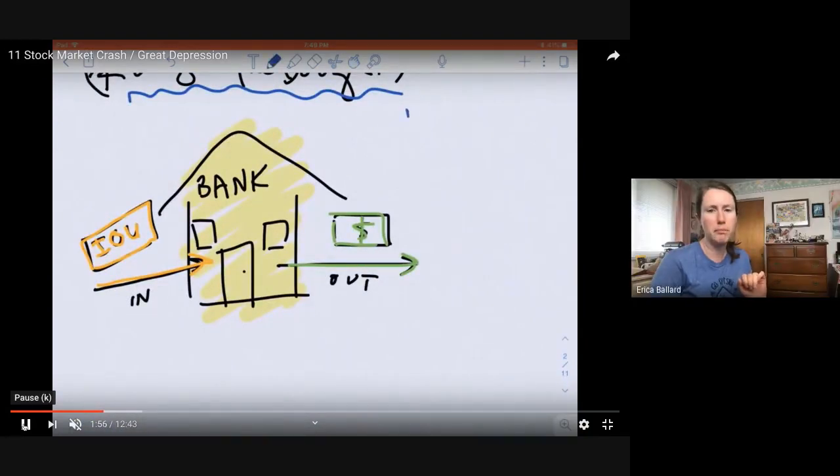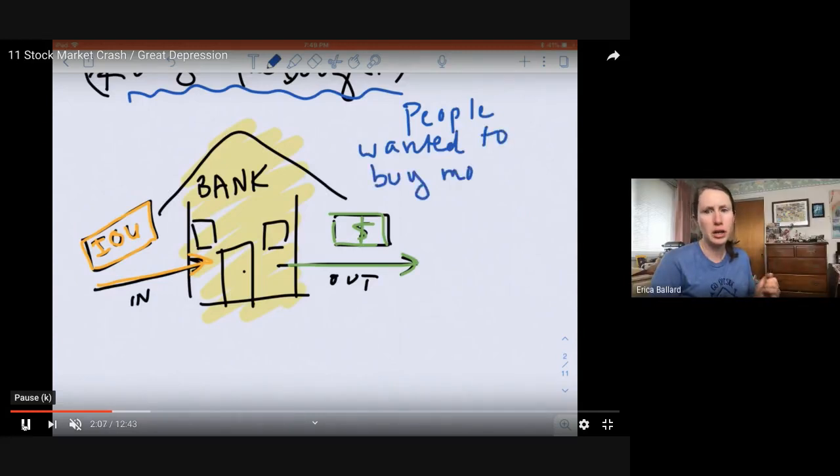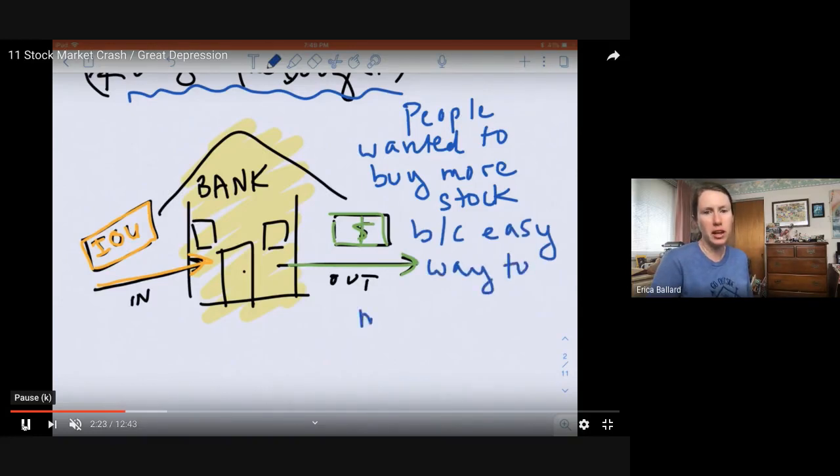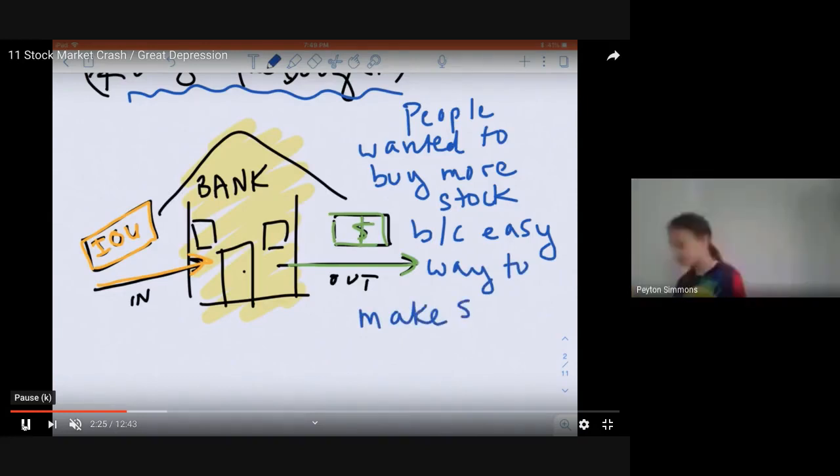So people are going to borrow money from the banks because they want to buy more stocks. Is this number 3? Number 3, yep. People wanted to buy more stocks because the prices are going up. And you could make a ton of money really easily because the stocks keep going up. It's guaranteed you're going to make money. So you'd borrow money so you could buy more stocks because then you can make more money quickly.